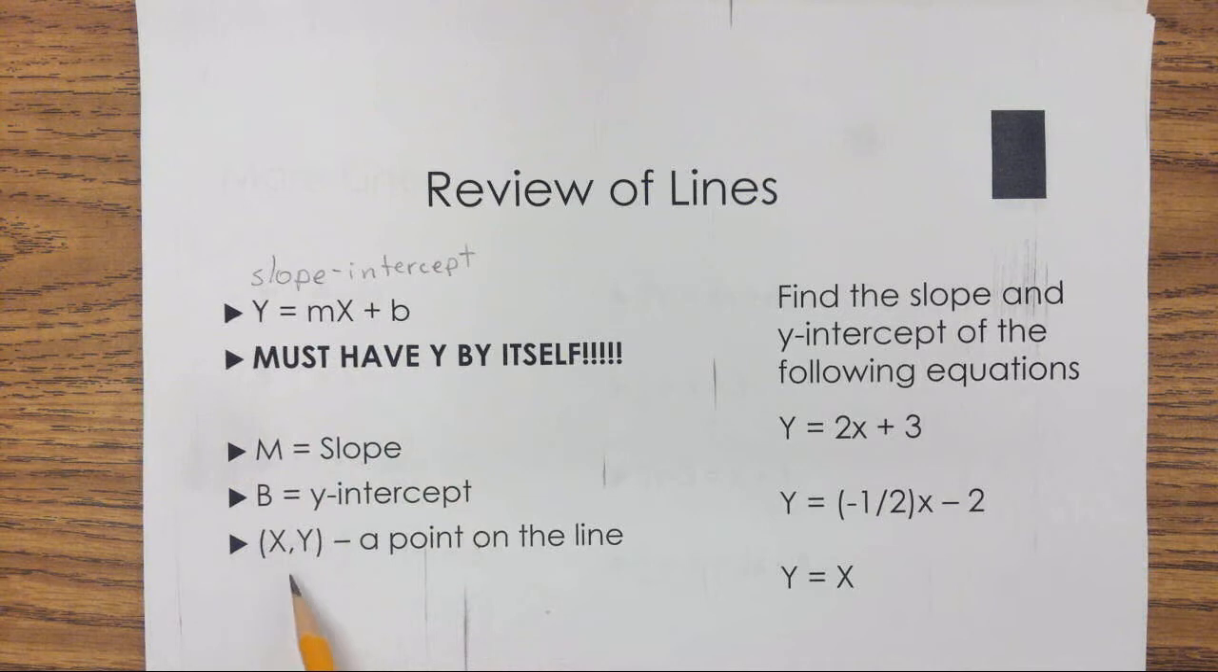Then the x and the y, they're just a point on the line. So, like if you were given an x, then you'd be able to find the y value, or if you were given a y value, you'd be able to find the x. But the most common question when we're given something like this, in this form, slope-intercept, is to find the slope and the y-intercept of the equation.